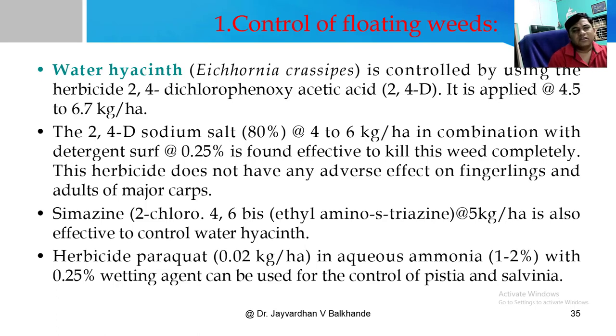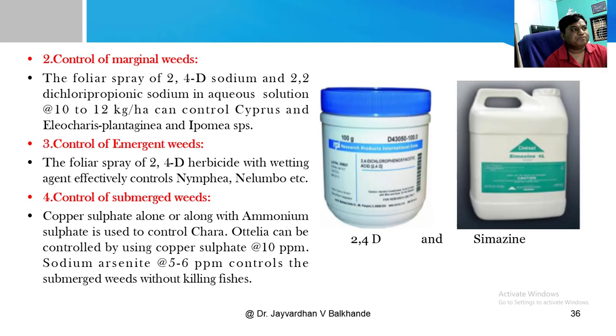And simazine, 2-chloro-4,6-bis(ethylamino)triazine, at the rate of 5 kg per hectare is also effective to control water hyacinth. The herbicide paraquat at 0.02 kg per hectare in aqueous ammonia 1 to 2% with 0.25% wetting agent can be used for the control of pistia and salvinia weed. Okay, so this is the 2,4-D and the simazine. These chemicals are commonly used to control the aquatic weeds.